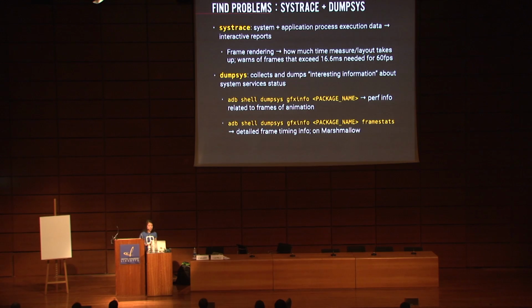So another tool that you can use is dumpsys. And dumpsys basically collects and spits out a bunch of interesting information, as the documentation says, about different system services. And there's some very specific information that you can get on how frames are rendering using dumpsys and the gfxinfo, the graphics info argument. You can get some performance information related to the animation of the frames. And if you use a new argument called framestats, which has been available since Marshmallow, you can get really specific timing info, like when does this layout phase start, when does that layout phase end. You get this really detailed information. So if you are really looking for that level of detail, you should definitely look at dumpsys.